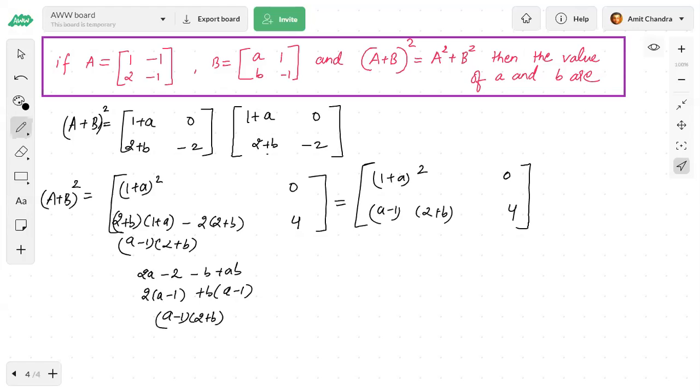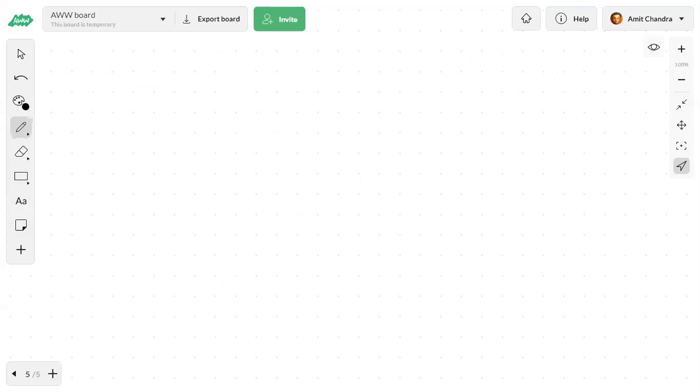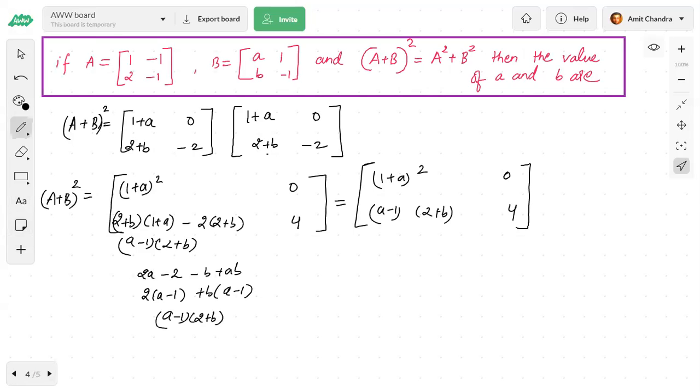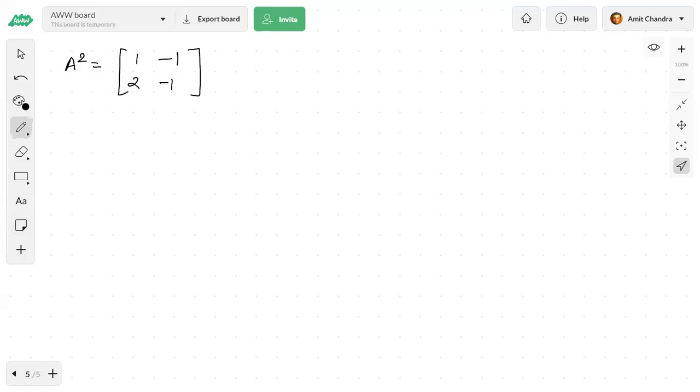Okay, now this matrix is equal to A square plus B square. So I will simply find matrix A square. A square is [1, -1; 2, -2] times [1, -1; 2, -2].